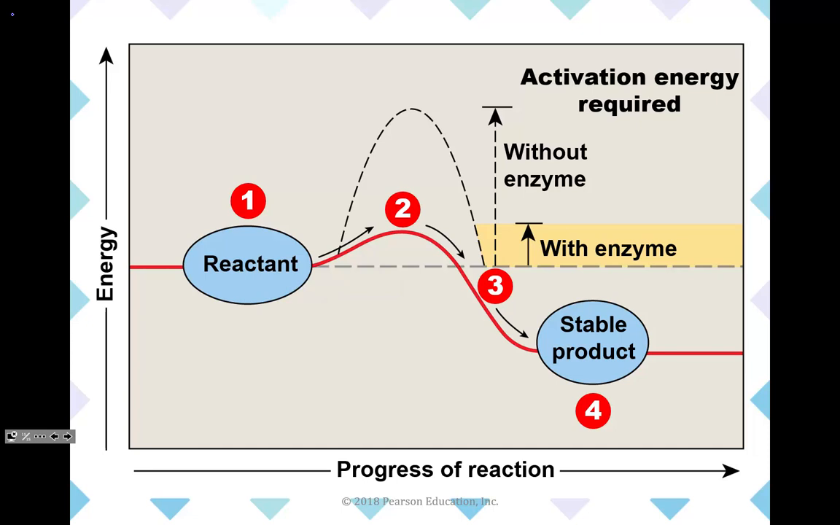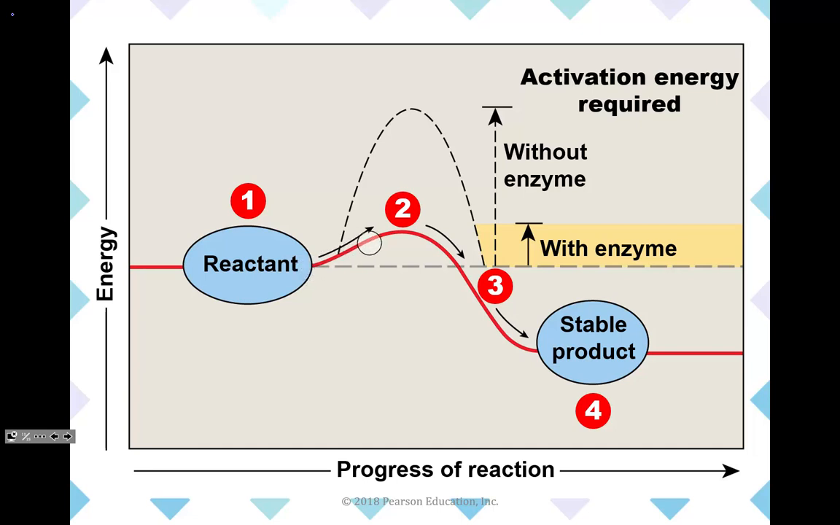So here's the figure in your book. Across the bottom, they're showing time, the progress of the reaction, as time passes. And up the side, they're showing increasing energy. So things that are up here have more energy than things that are down here, increasing energy along that y-axis. And so we start with the reactants, and this reaction progresses, and we end up with products.